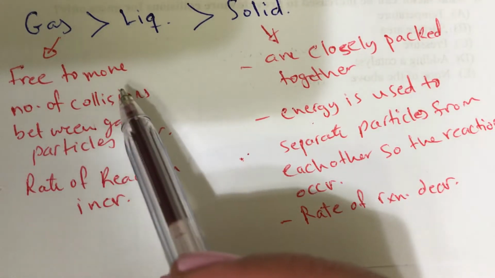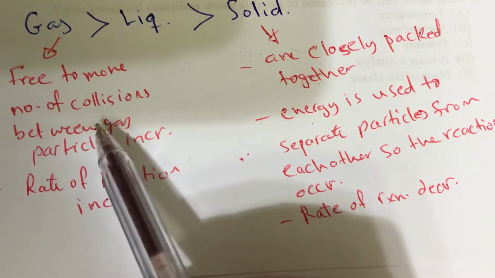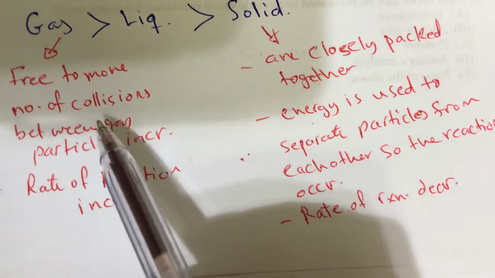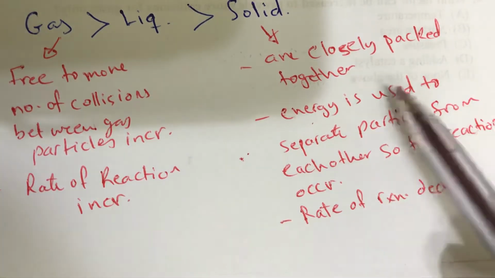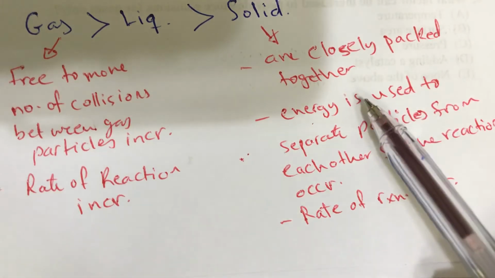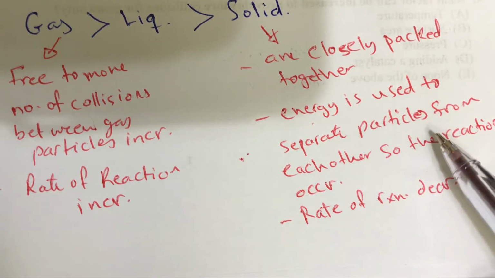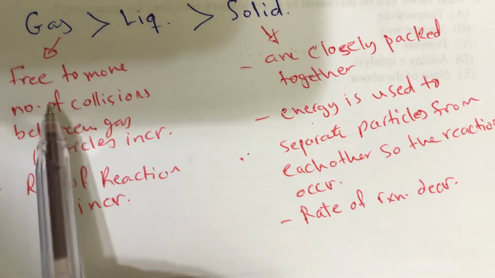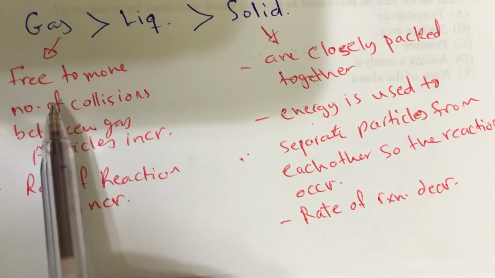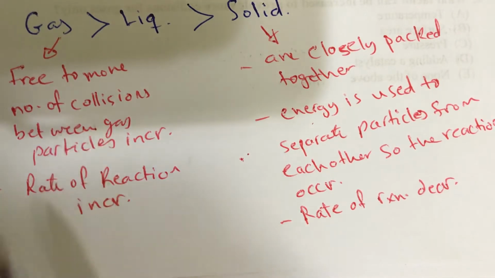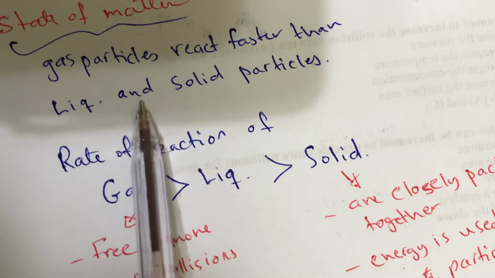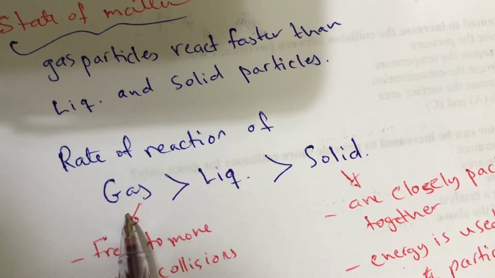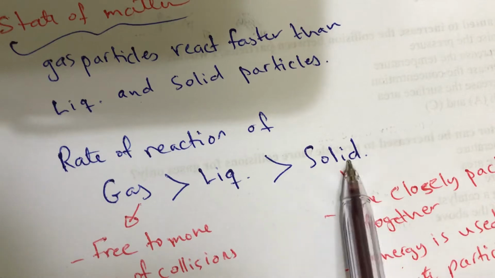Here, particles already are free to move. They are far apart from each other, so they collide with each other, and as a result of collision, reaction occurs. So the rate of reaction increases. But here, particles are closely packed together, so energy is used to separate particles from each other, then the reaction occurs. So, according to state of matter, gas particles react faster than liquid and solid particles, so the rate of reaction for gases is greater than liquid and greater than solid.